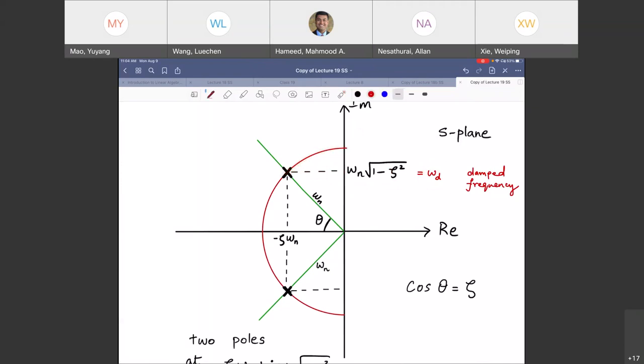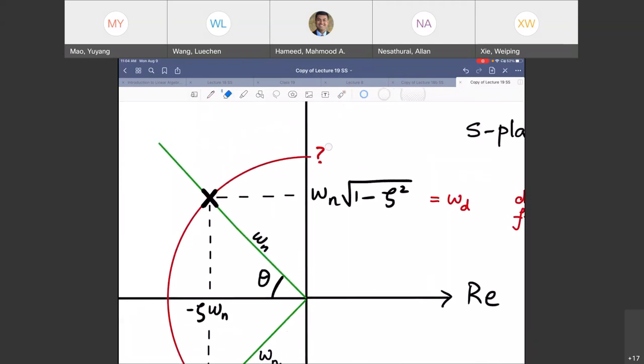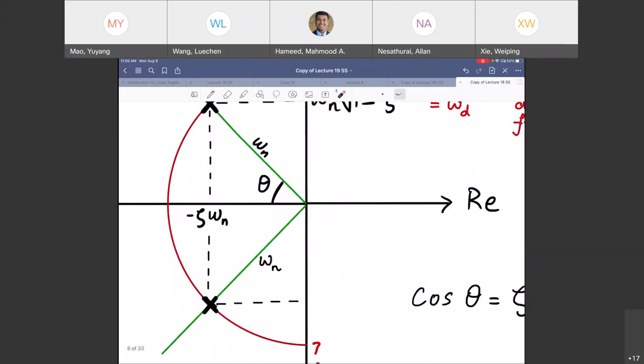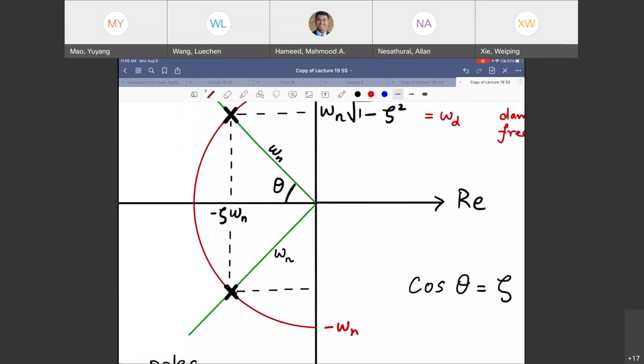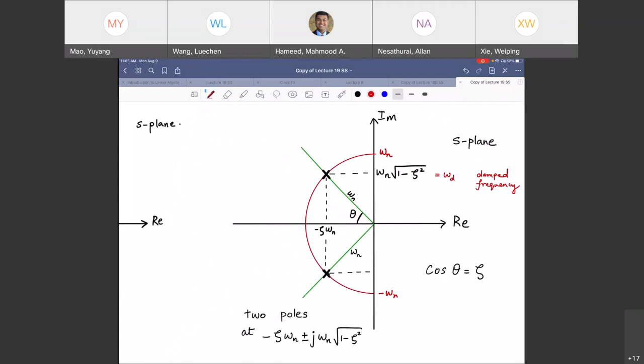What is that point right here? And what is this point? Omega n, right? Radius of the circle has to be omega n here, right? And then over here you would get minus omega n. So essentially, if there is no damping, zeta is zero, your oscillations would oscillate at omega n. If there is damping, the oscillations repeat at omega d, damped frequency, lower than omega n.